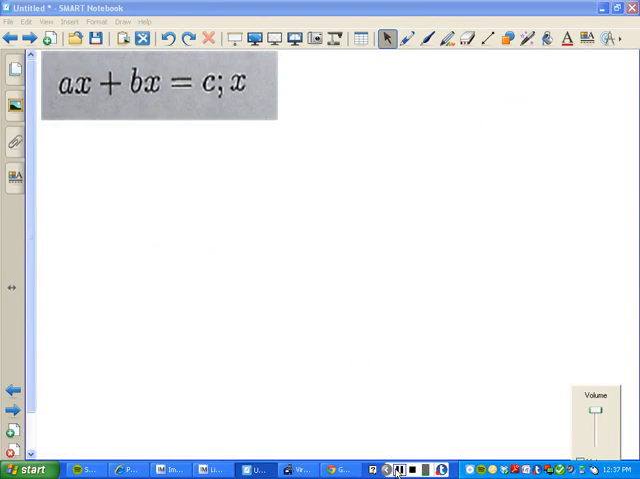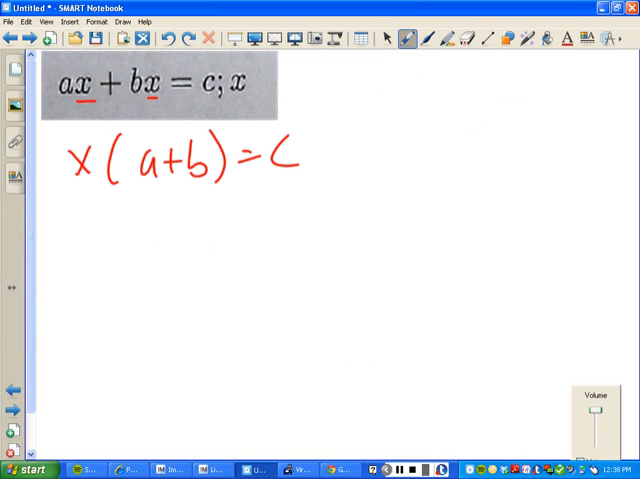All right, how do you solve for x? For this one, you have to factor the x out. So you're going to get x times a plus b equals c. You'll divide by a plus b. You'll get x equals c over a plus b.